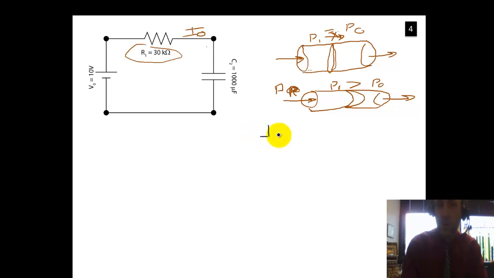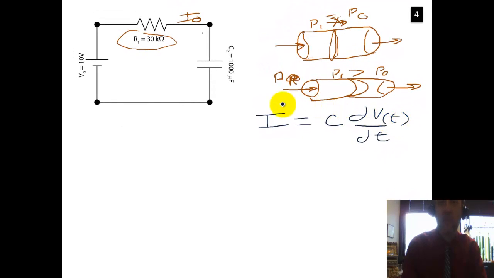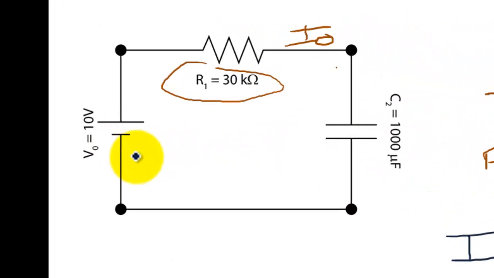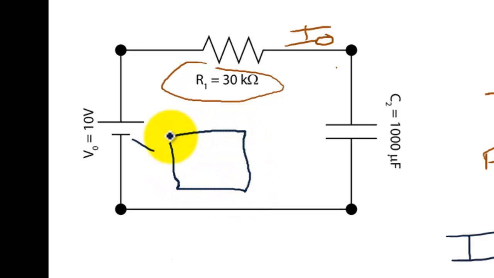So if we want to know that current, we know the current through a capacitor is equal to the capacitance times the derivative dV/dt of that voltage across the capacitor, where the voltage is a function of time. So let's take a look at what happens right here when we turn on the power. Basically, we start at 0, and at time equals 0, we turn it on to 10 volts. It's time equals 0 right there.